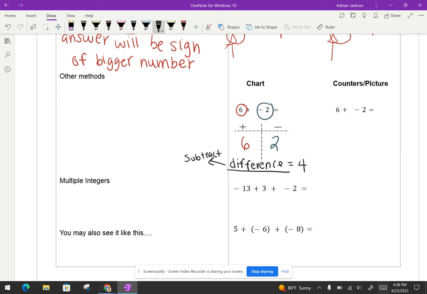If you notice, our bigger number was 6, which is the positive one, so that's why our answer is positive. Another way you can do this is counters or a picture. Some people like to use red and yellow counters, or if you don't have those, you can draw a picture. So I have 6 positives, and then I have 2 negatives. I want to circle which ones cancel out. A positive and negative cancel each other out. So this and this will cancel each other out, and I'm left with 4 positives, 4 plus signs, so that means that my answer is 4. So two ways to get the same answer.